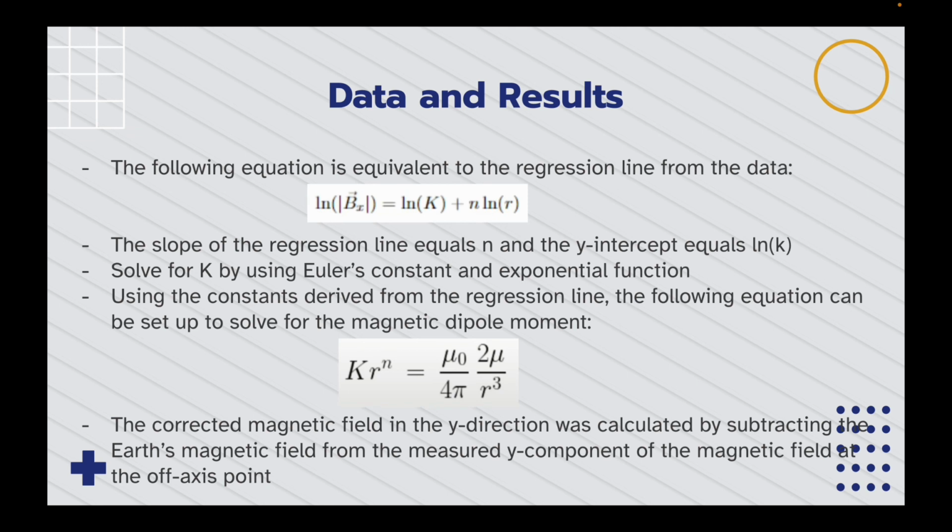Here are a set of equations used to calculate the results previously shown. Using the top equation as a general equation for the line of regression, the k was determined using Euler's constant and the exponential function. Using the constants derived from the regression line, the following equation can be set up to solve for the magnetic dipole moment.